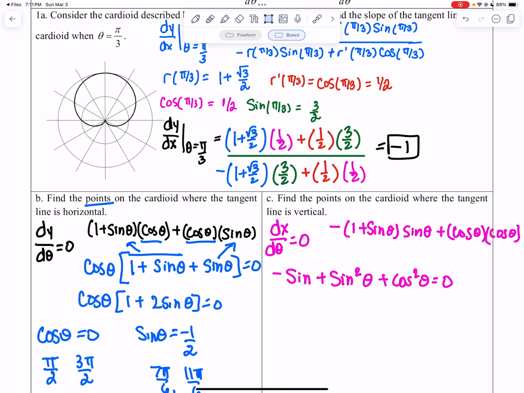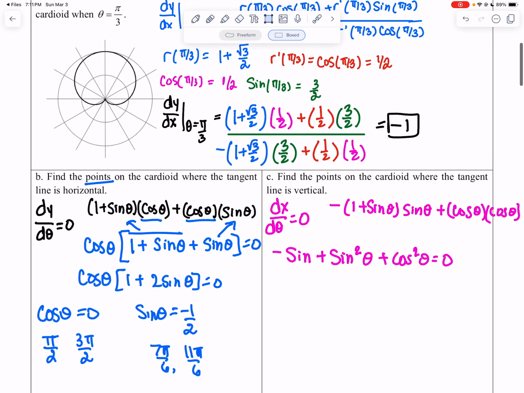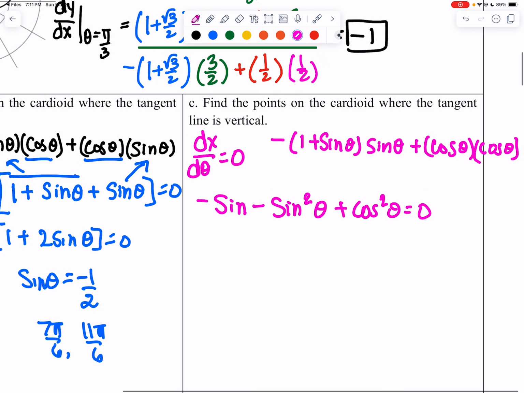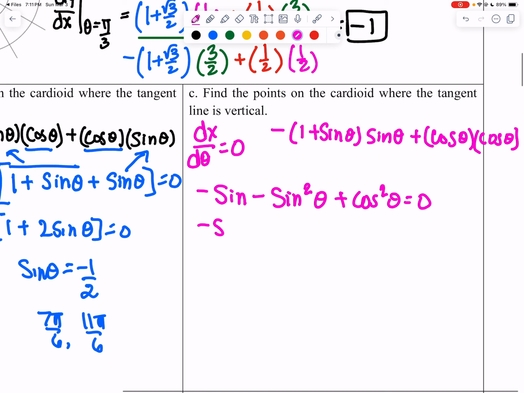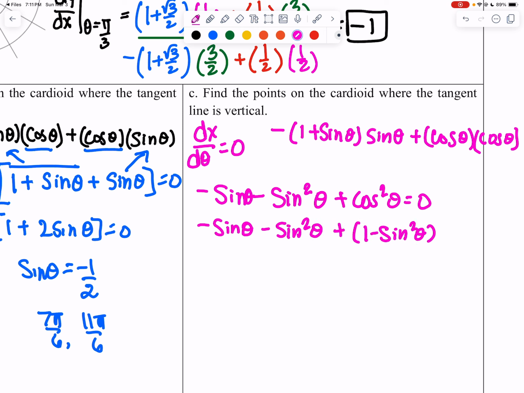I kind of have a dilemma right now. I have a cosine squared of theta, and then I have a sine and a sine right here. Oops, I forgot to make sure this is negative. What I forgot to do here is distribute this negative. Most likely what I'm going to do with this cosine squared of theta is make it look like a sine, since we have a sine here and a sine here. So these are identities that are going to come into play in this unit. We know that cosine squared is going to be 1 minus sine squared of theta.